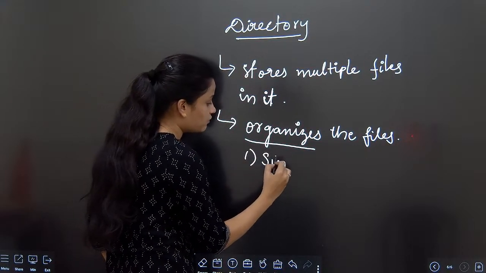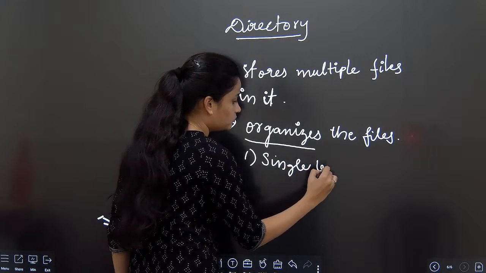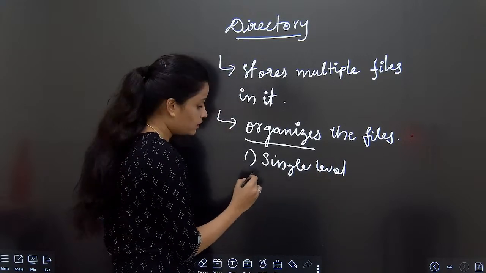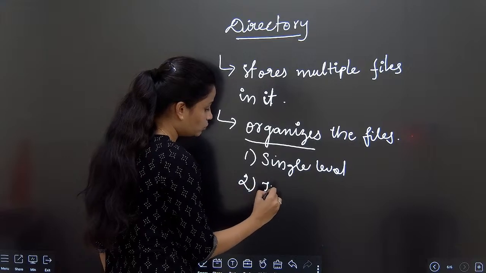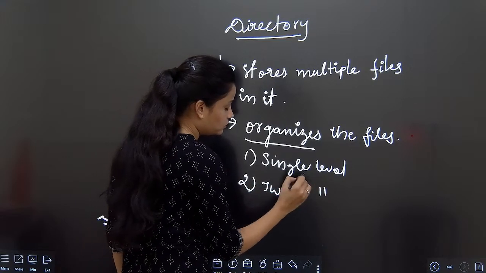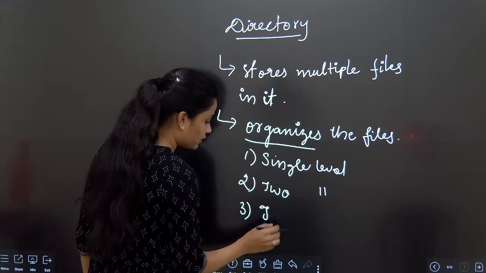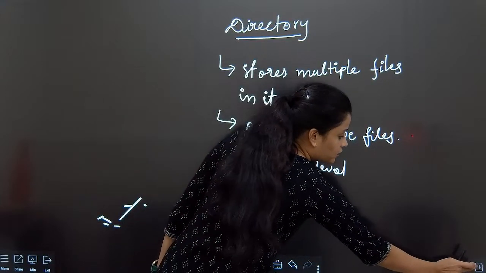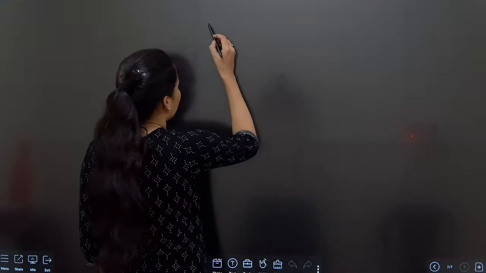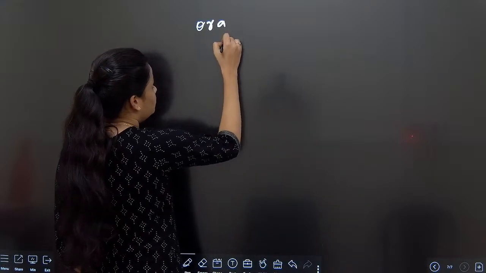One is single level directory. Second one is two level directory, and third one is tree or hierarchical level. Let me write on another page. Organization of files.